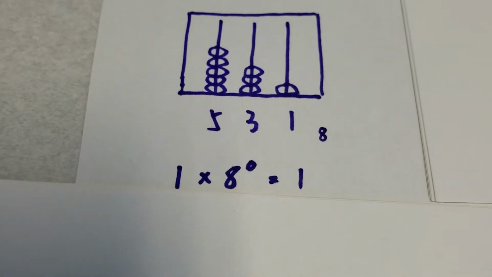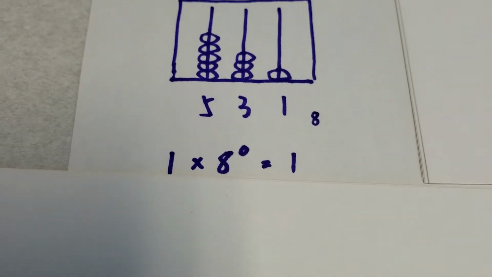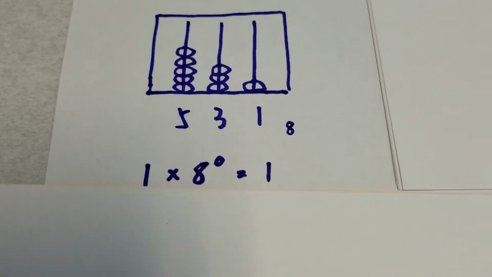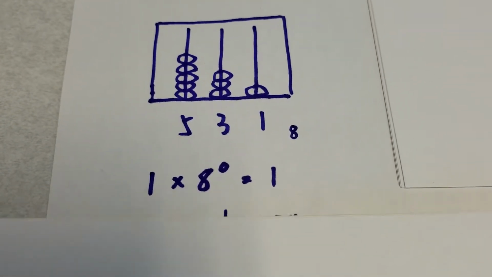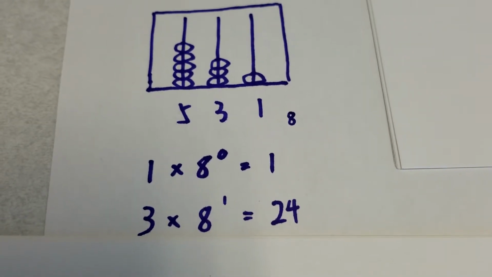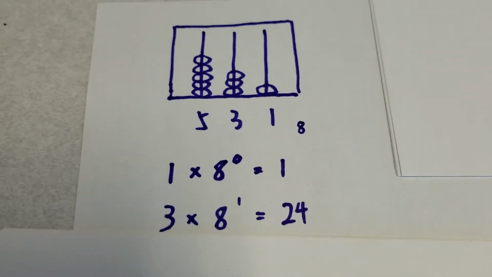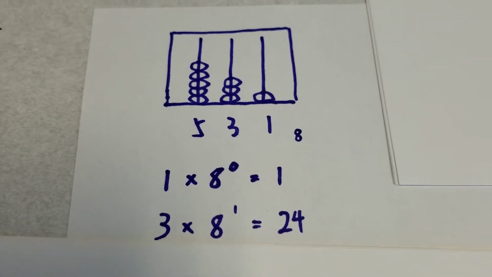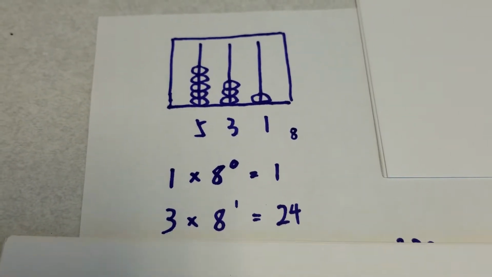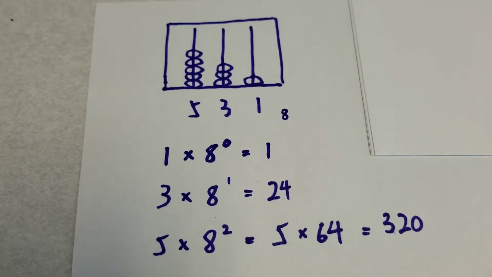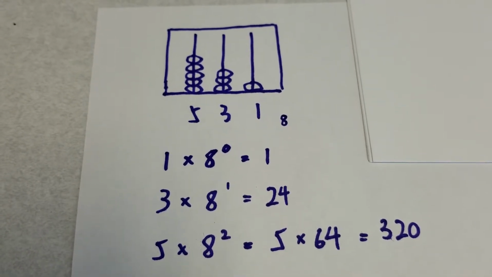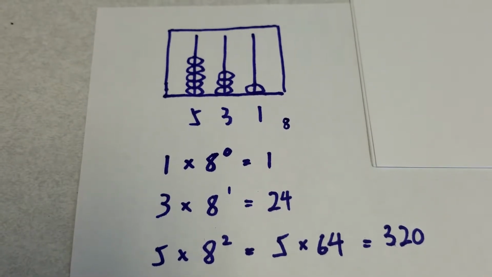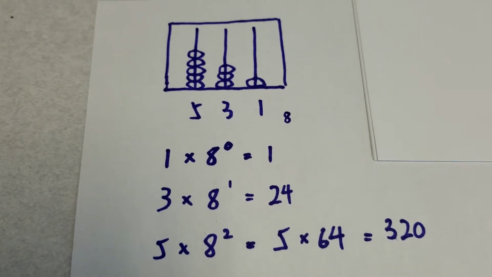So 8 to the power of 0 is 1, so that means 1 times 1 is 1. And then the next digit, 3. 3 times 8 to the power of 1. So that means 3 times 8, and that would get you 24. And then the 5. 5 times 8 to the power of 2. So 5 times 64, which is 320.